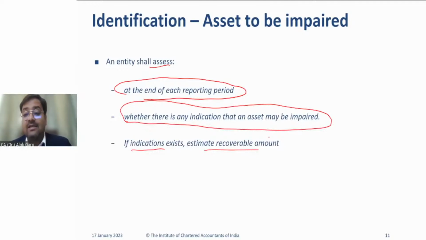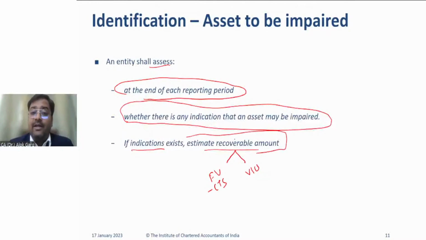So if the indication exists, then you have to engage the experts and business valuers to estimate the recoverable amount. What is recoverable amount? It is the higher of fair value less cost to sell and value in use. This detailed calculation, this detailed measurement has to happen, but it is required to be done only when the indication is there.